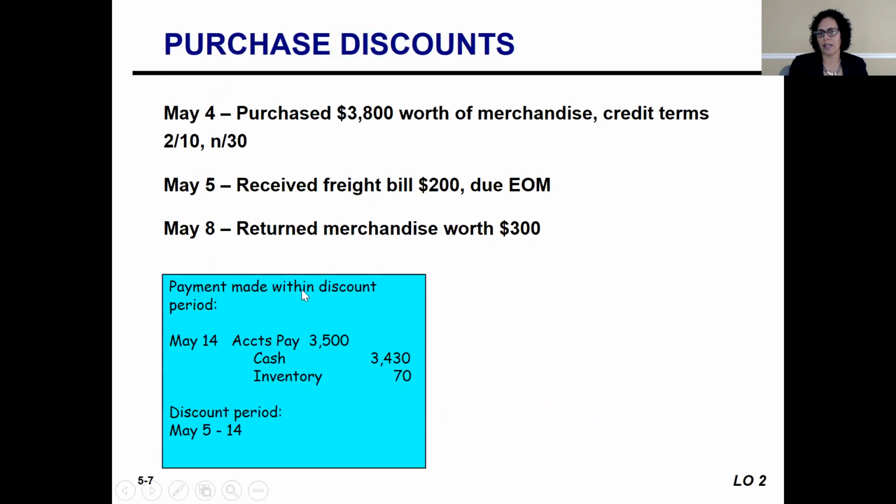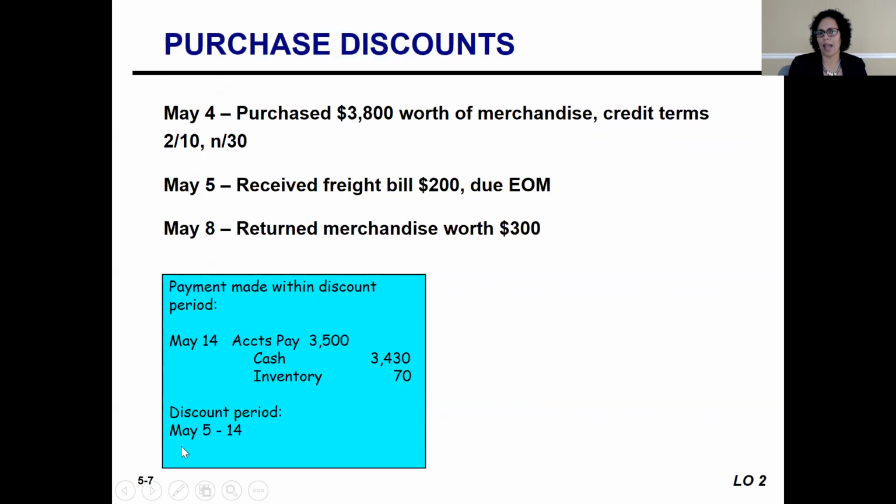So let's say if the payment is made within the discount period. Discount period is May 5th through May 14th. Let's say on the last day of the discount period, May 14th, they make the payment. Their journal entry is going to be accounts payable debit, 3,500. That's what they owed. They're going to get a 2% discount off the 3,500. So the cash they're going to pay is $3,430. The $70 discount they got, they credit inventory because the inventory is that much less expensive. Okay, so it's not that they're giving up their inventory, it's just that the inventory has become less expensive.